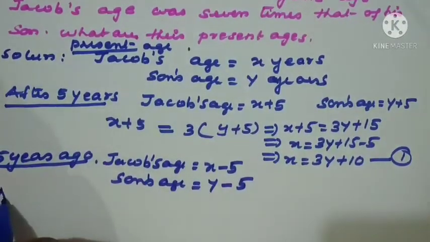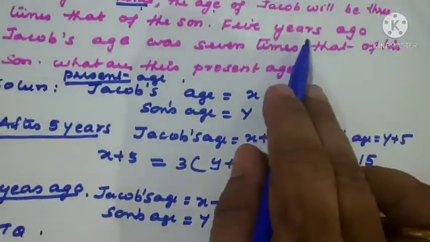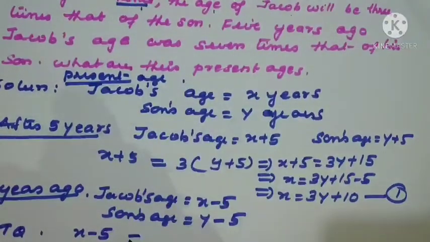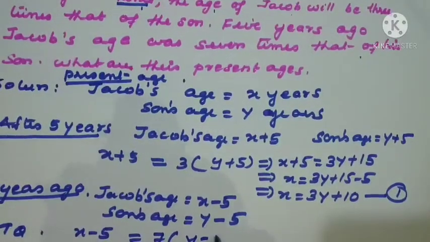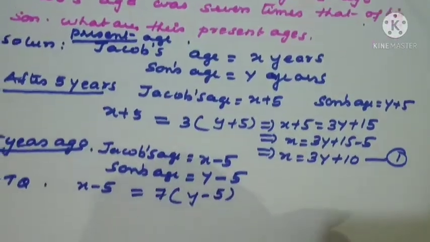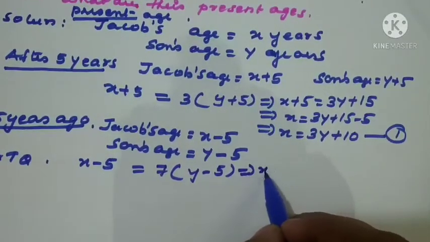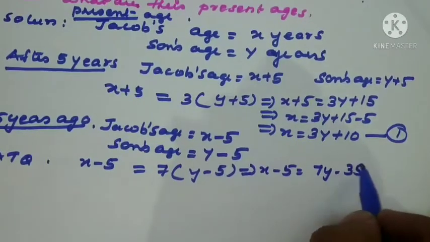Now what is the condition for this one? According to the question, 5 years ago Jacob's age, x minus 5, was equal to 7 times the son's age, 7 into (y minus 5), which implies x minus 5 equal to 7y minus 35.